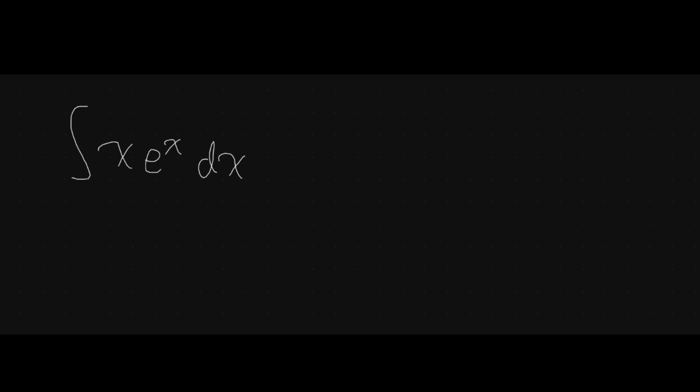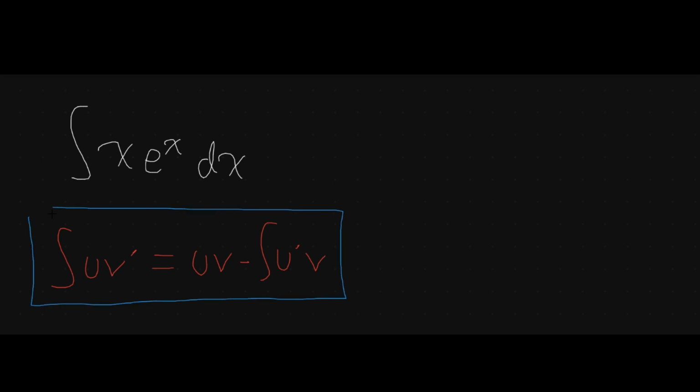Let's start by writing the general formula, and let's see how it actually looks like. So if we have an integral, let's say u times v dash, we can rewrite this integral as u times v minus the integral of u dash times v. So this is the general formula of integration by parts. It kind of looks like we've made the integral harder, but we will see how this actually helps us to solve this integral. So what is u and v?